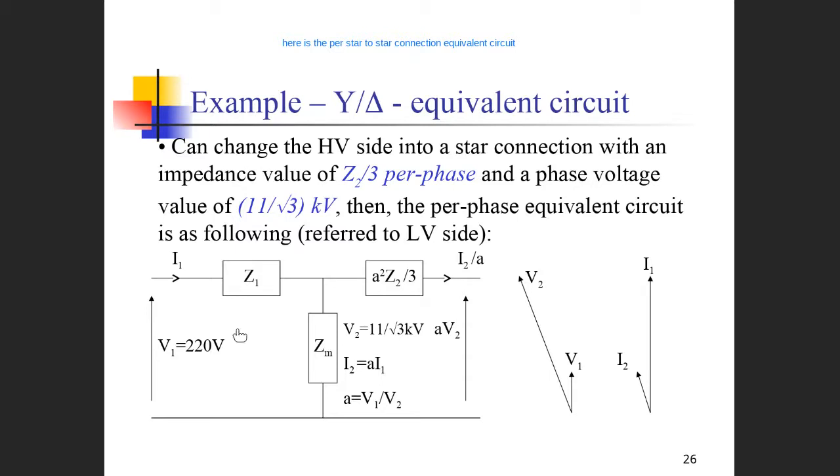So the per star low voltage side and per star high voltage side have a transformation ratio. So the ratio a here is V1 over V2. Here, V1 is 220 volts, V2 is 11 over √3. You look, this keeps no change because it's star to star, or delta to delta, or line to line.